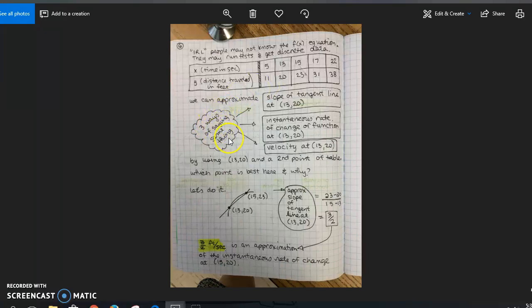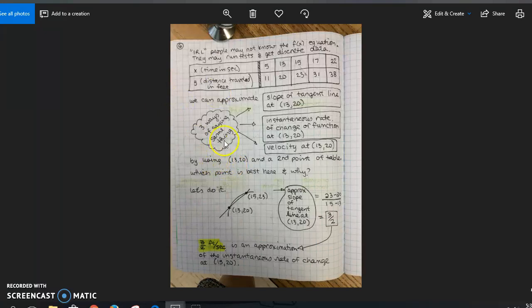3 ways of saying the same thing of what I want to do. I keep saying it because it's important, and it will be said in 3 different ways in class, so it's nice to link them. I either want the slope of the tangent line at 13, 20, which is the same thing as the instantaneous rate of change at 13, 20, which is the same thing as the velocity at 13, 20 if I'm talking about movement in a particular way, okay?